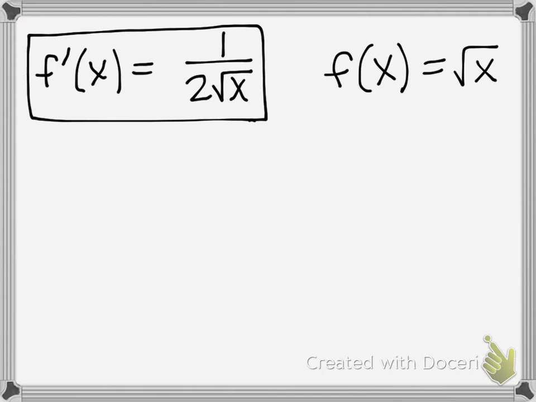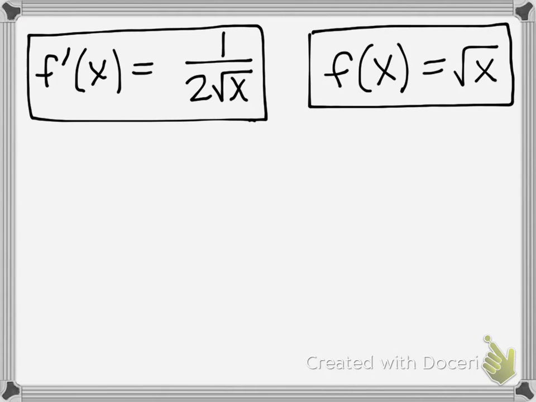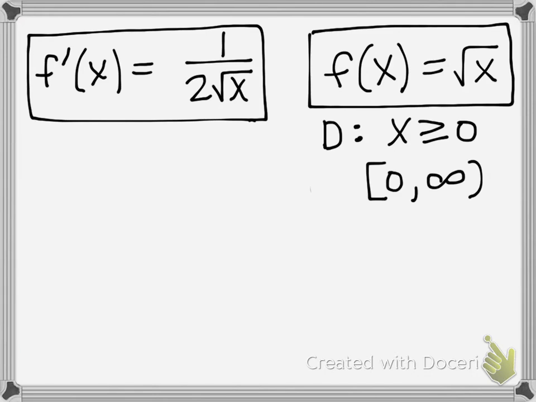So the rest of the problem says to determine the domain for both functions and then compare their graphs. So let's start with the domain of the original function, the square root of x. So for the original function, we know we cannot have negatives inside of a square root, but 0 is okay. So that tells us that for our domain, our x values need to be greater than or equal to 0. So in interval notation, that would be a bracket, 0 to infinity for the domain.